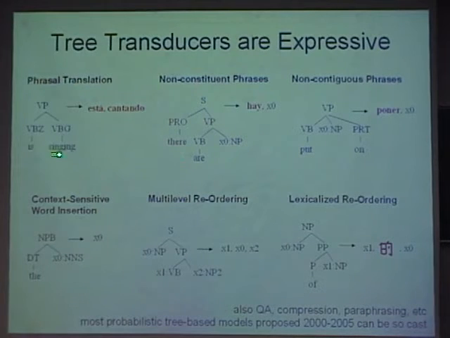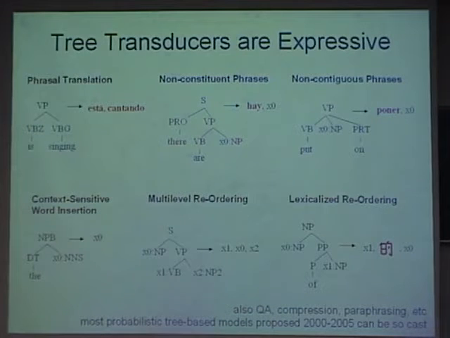that the previous model couldn't. So for example, translate a whole phrase "is singing" to its dot continuum. That's a good thing you might want to do in machine translation. Or a non-constituent phrase, "there are X" translates to IX. And non-contiguous phrases, "put X on", "put near X". Context-sensitive word insertion. Multi-level reordering for English to Arabic: English is noun, verb, noun, and Arabic is verb, noun, noun, and so on.